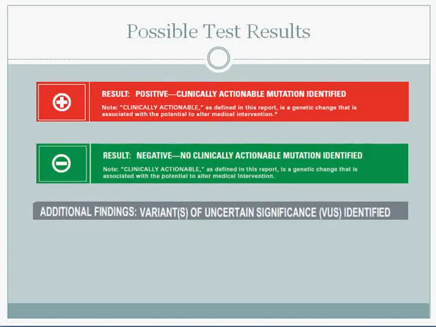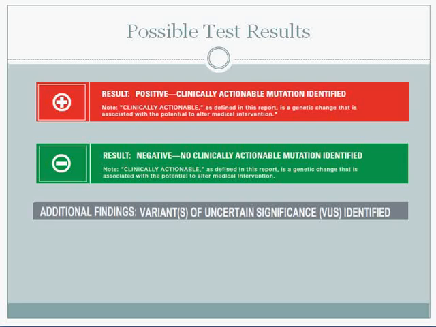There are 3 possible test results we can get from genetic testing. One is positive. This means we have identified a gene mutation that may be responsible for your cancer. If this happens, you will have the option to meet formally with a counselor to discuss your results in more detail. You are welcome to bring family members to this meeting.